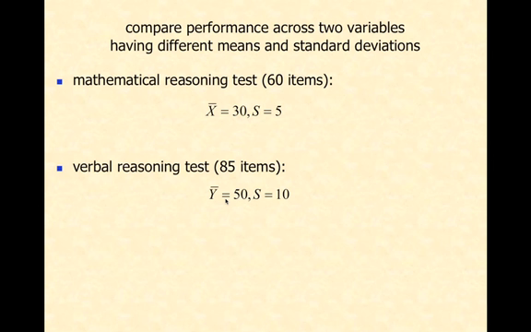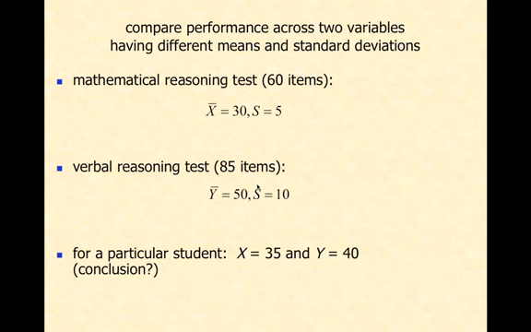Okay, so notice that this is expressed in y bar instead of x bar, just to demonstrate that we've got two different distributions here. So y bar is 50, the average score is 50, and our standard deviation is twice as big, it's 10. You can't compare these two things directly. So for a particular student, they got an x of 35 and a y of 40. What's your conclusion? Well, it's difficult to tell without first transforming these into z-scores, because really what you're asking is how did they do compared to everyone else.